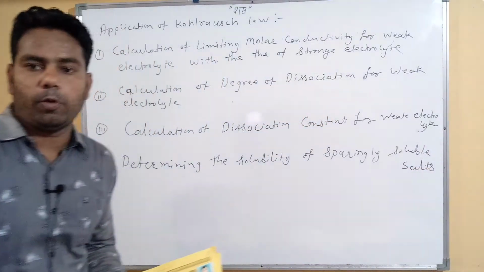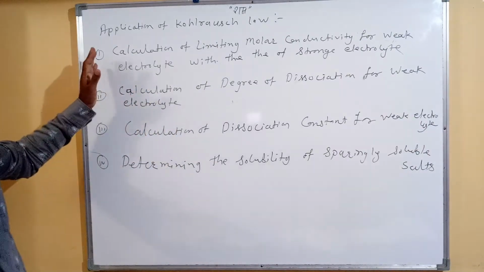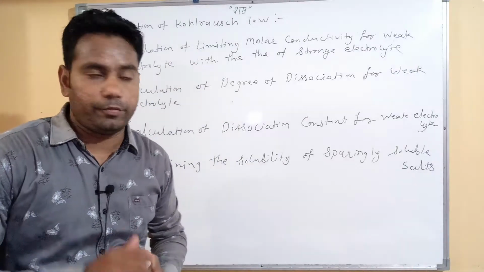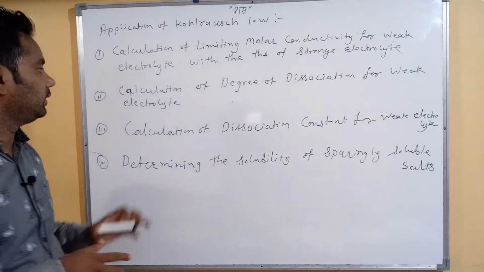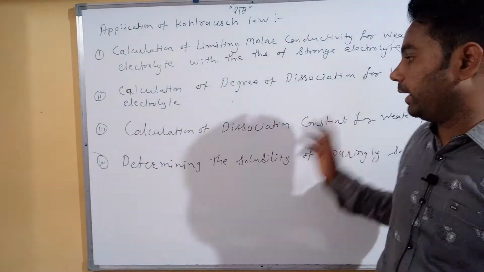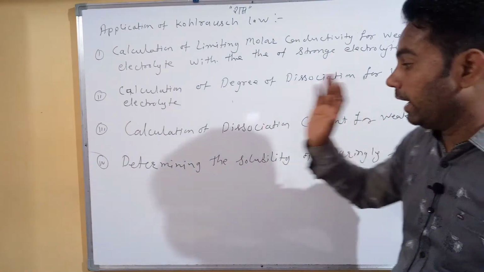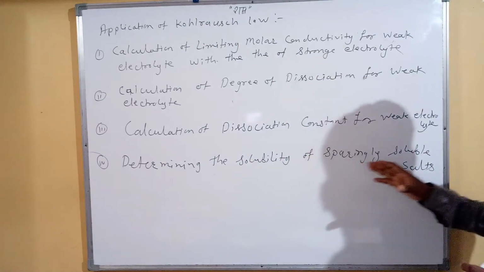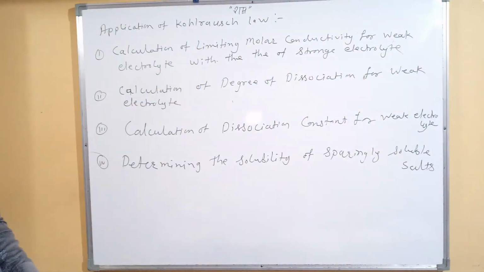Okay, we have four applications for Kohlrausch's law. First is calculation of limiting molar conductivity for weak electrolyte with the help of strong electrolytes. Then second is calculation of degree of dissociation for weak electrolytes. Then third is calculation of dissociation constant for weak electrolyte. And fourth is determining the solubility of sparingly soluble solid. We discuss one by one.